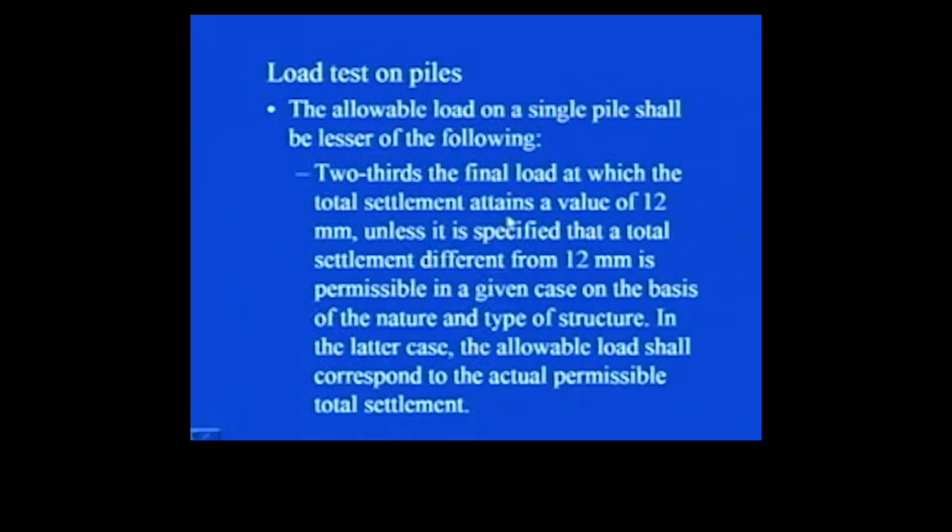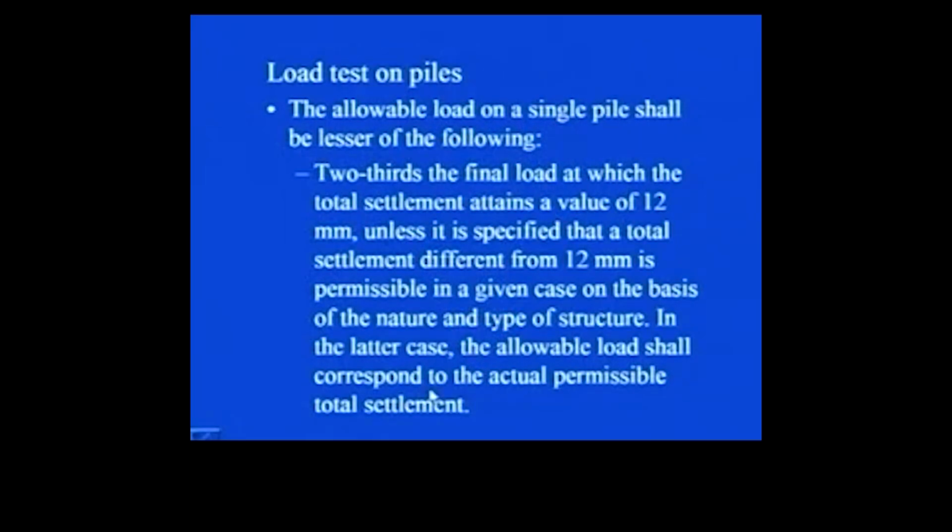First is 2/3 of the final load at which the total settlement attains a value of 12 mm, unless it is specified that a total settlement different from 12 mm is permissible in a given case on the basis of the nature and type of the structure. What this means is that whatever is the final load, that is the safe load you have estimated from the static pile load formula, you take 2/3 of the load at which the total settlement attains a value of 12 mm. Now, this 12 mm is not a hard and fast rule.